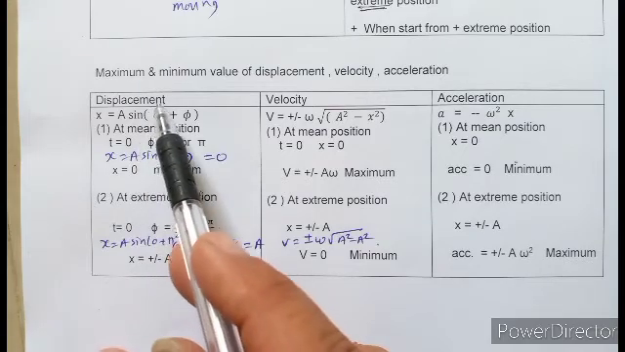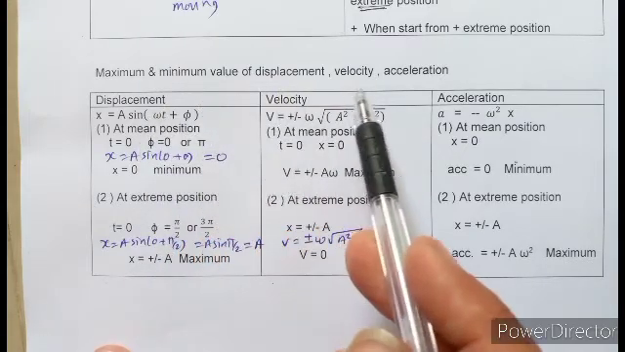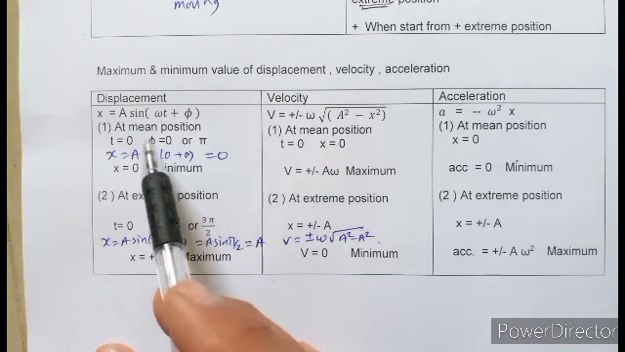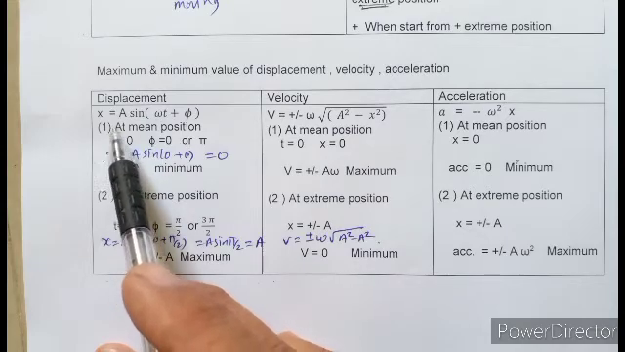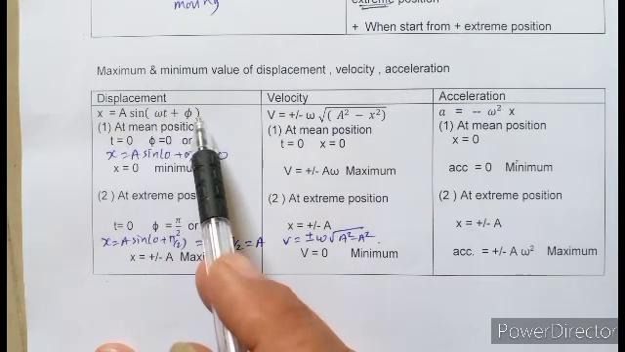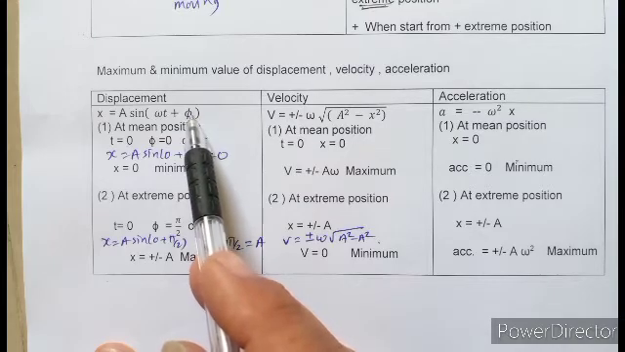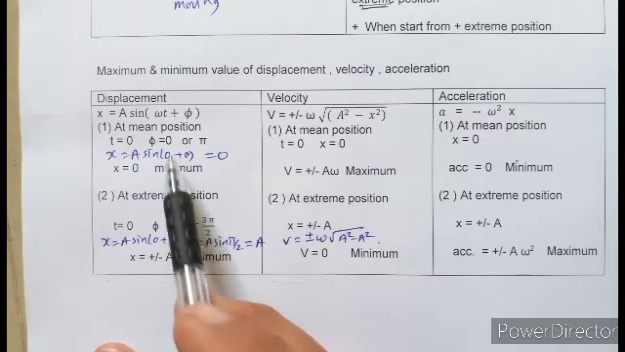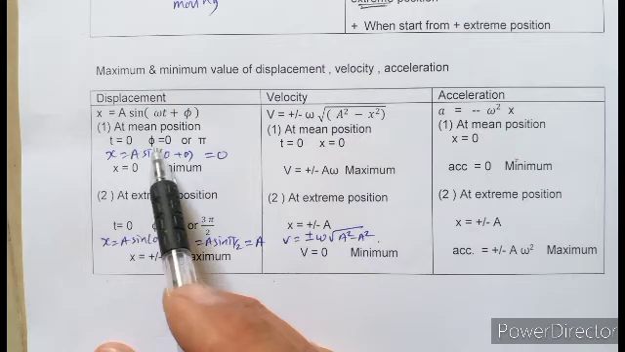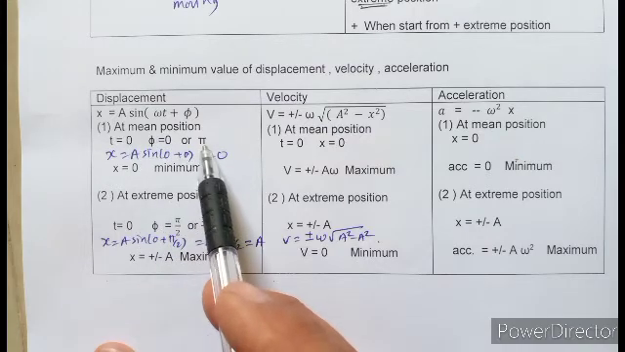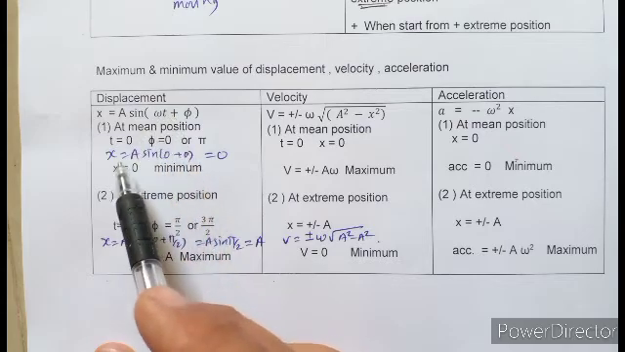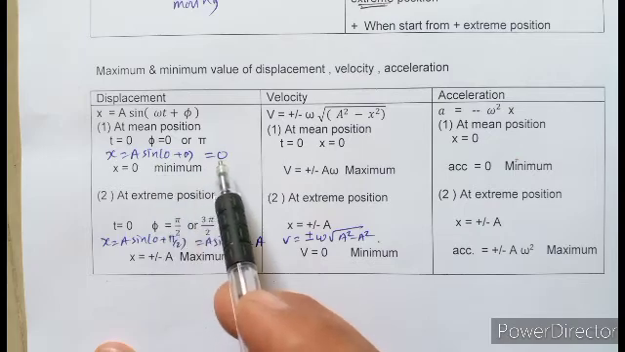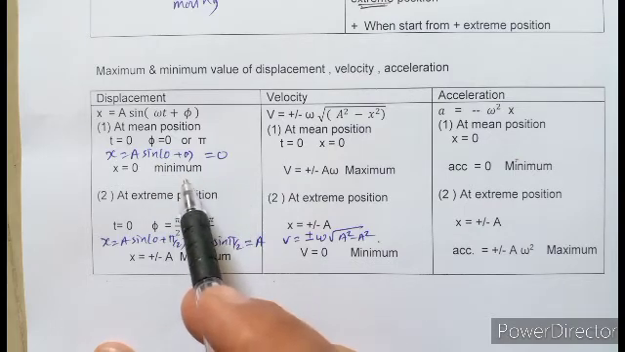We calculate the maximum and minimum value of displacement, velocity and acceleration. First we see the displacement. We know the general equation of displacement, x is equal to A sin(ωt + φ). To calculate the maximum and minimum value, we consider the mean position and the extreme position. At the mean position, t is equal to 0, φ is equal to 0 or π. Substitute in this equation, so x is equal to A sin(0 + 0), and sin 0 is 0, so x is equal to 0. It is the minimum value of displacement.